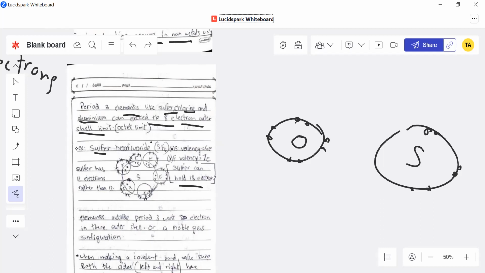For example, SF6, sulfur hexafluoride, right? Sulfur hexafluoride is sulfur bonded to 6 fluorine atoms. And you can see sulfur here has 1, 2, 3, 4, 5, 6, 7, 8, 9, 10, 11, 12. Sulfur has 12 electrons. It can form more than 8 electrons. Yeah, that's the rule that you need to know.